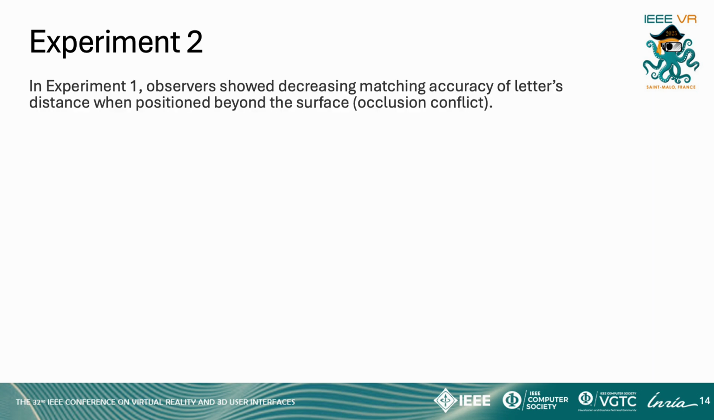In experiment 1, observers showed decreasing matching accuracy of the letter's distance when positioned beyond the surface, in other words, when there was an occlusion conflict, indicating that they are unable to ignore conflicting disparity and occlusion cues.